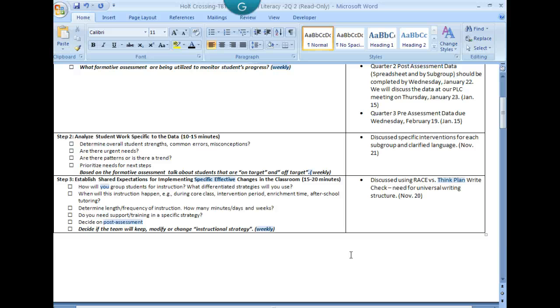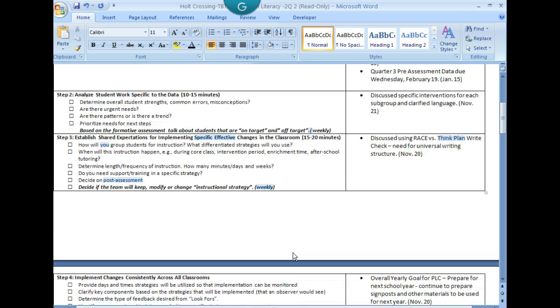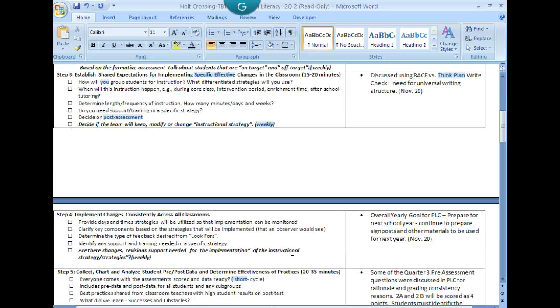My recommendation is that, like this building, they are utilizing this form for 1 quarter, adding information that their grade level is working on during that quarter in the 5-step process. So during the meeting, you are going to go through the 5-step process depending on where your grade level is.